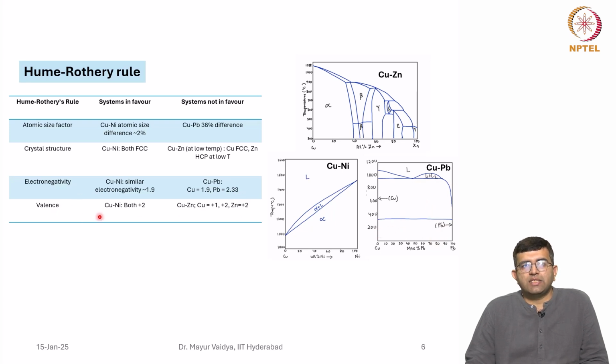And valency for copper and nickel, both are 2. For zinc and copper, you see this interesting case where we apply the last Hume-Rothery rule about the valency. Copper is +1 and +2 both, zinc is +2. So, what we saw is that copper is +1, so it can dissolve more of zinc. That is why you see a higher solubility of zinc in copper, whereas the reverse is not true. Zinc does not dissolve that much copper.